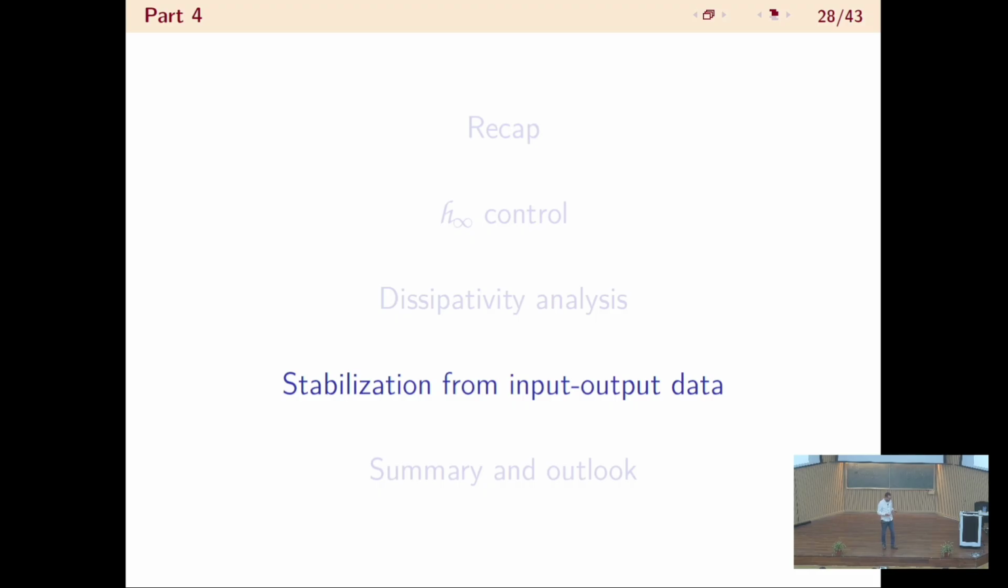I was a PhD student in the Netherlands. Jan Willems was very much pushing for behavioral theory, and it was not picked up because it was like, I can do everything in the state space anyway. You do H-infinity control, well, I did it already. You do dissipativity analysis, well, that was done already. So you don't do anything new. That was a typical argument against behaviors.